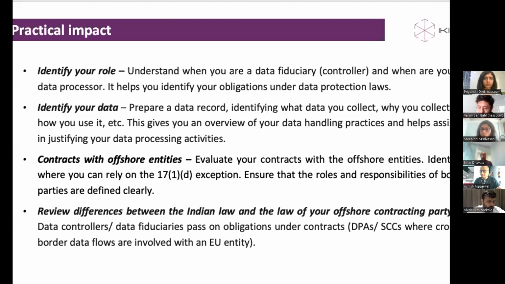Then is to map out the data. Often this is also a starting point for compliance, where you understand what data it is that you're collecting, how you're using it, an overview, a visibility of that data, so you can keep a record and identify what you need to do with it.